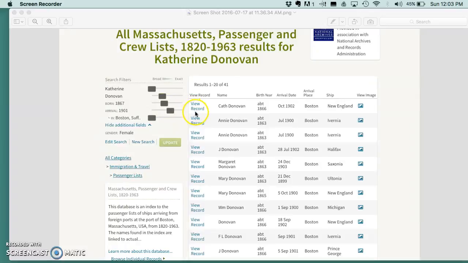And I believe that the first record I found, based on other genealogical research, which is for Catherine Donovan, or Kath Donovan, is the record that matches my ancestor. And so I can see here that I'm able to actually view the image from the passenger and crew list that Catherine Donovan was an immigrant on, or is listed on. And so I'm going to open that and just share with you what kind of information is available on those passenger and crew lists.